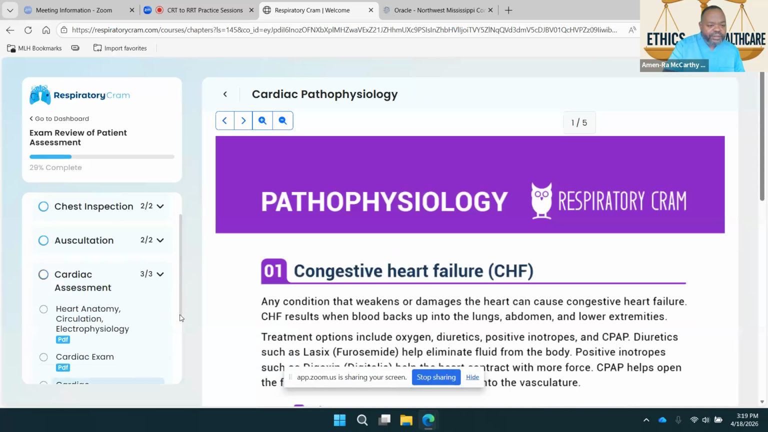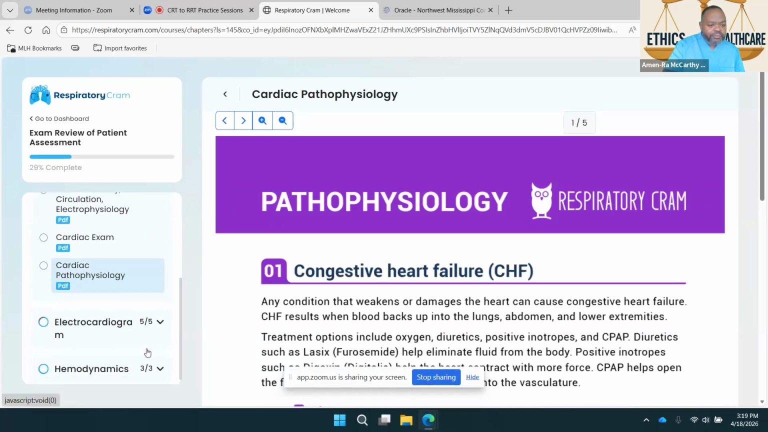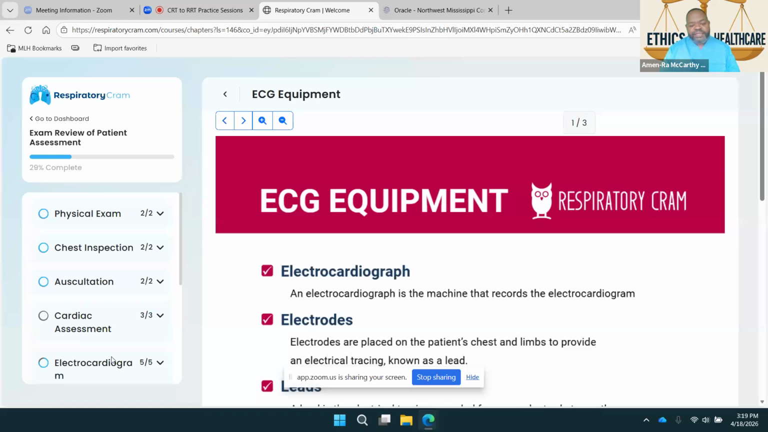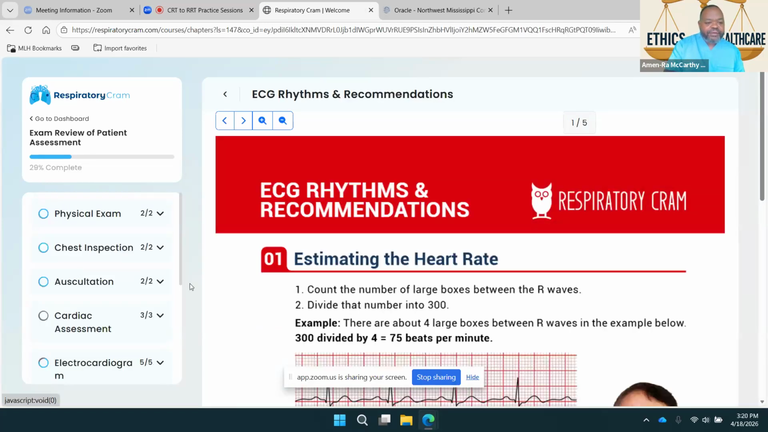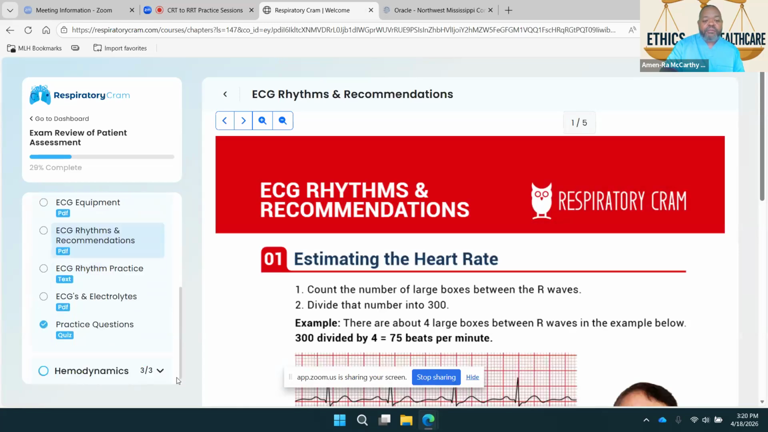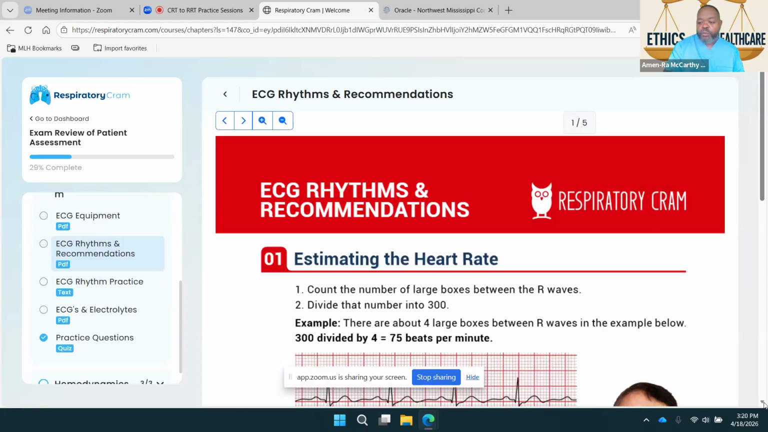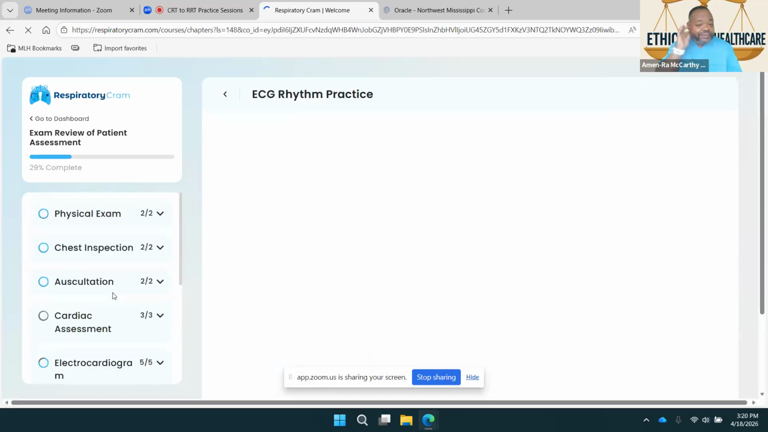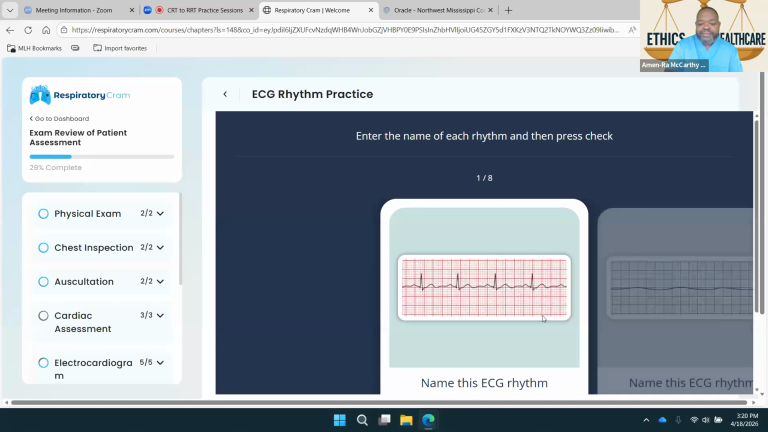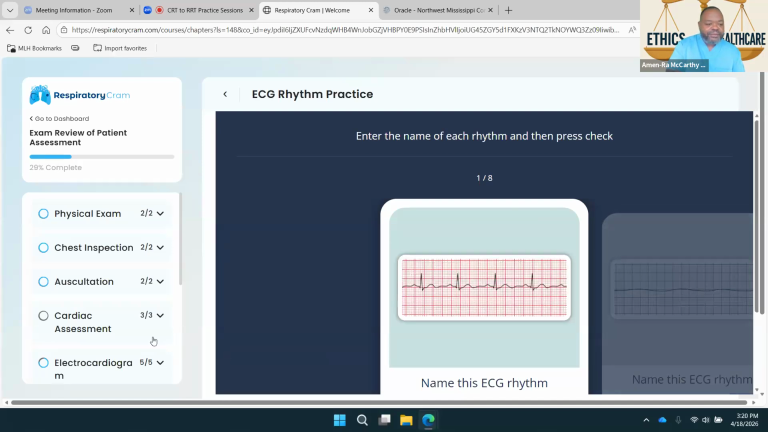EKG. We're going to look at the electrocardiogram. We're going to start here on the next one: EKG equipment, talking about the equipment, the electrodes, the leads, all that kind of stuff. Then we're going to do heart rhythm and recommendations. We're going to go over our heart rhythm, so go ahead and be brushing up on those, as that's important. Knowing what the rhythms are, what they look like, right? We're going to do some practice EKGs. We're going to throw up some practice strips, and we're going to look at them and try to see if we can guess what they are, naming the EKG.